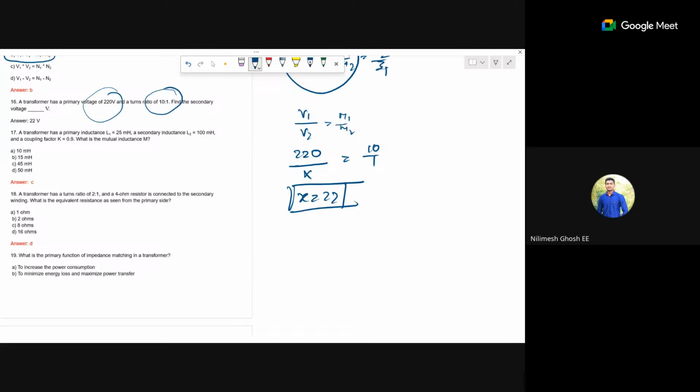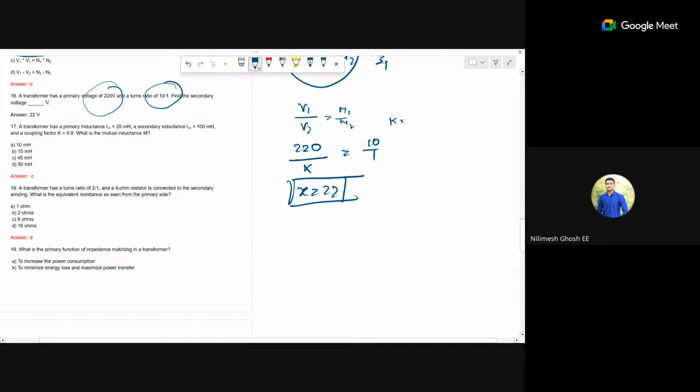Can you say the 17th question? K is equal to M over root L1 L2. Okay, yes. K equal to M over root, or M equal to K? Coupling factor. K equal to mutual inductance. Yes, this is the mutual inductance.